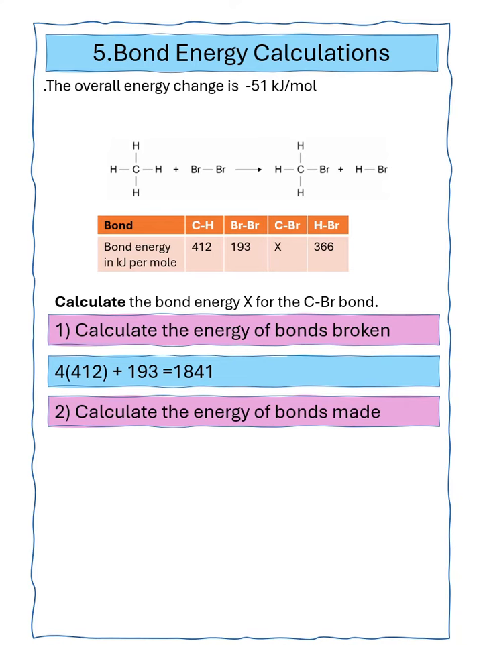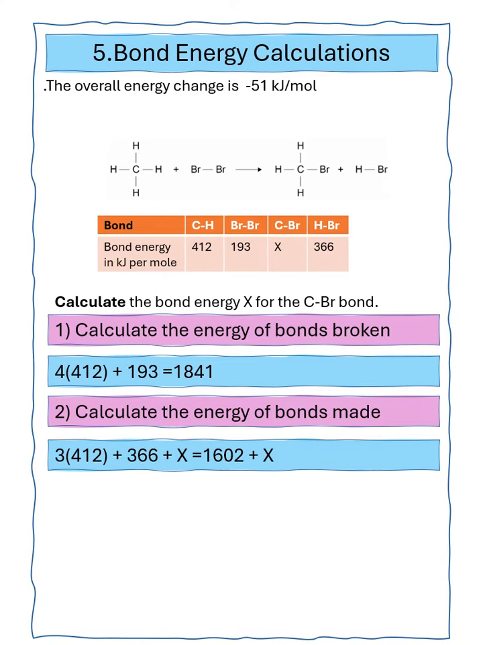We can then calculate the energy given out when new bonds are made. So we've got 3 lots of carbon to hydrogen, energy value of 412. We've got a hydrogen to bromine, energy value of 366, and we've got 1 carbon to bromine, which is X. So we put plus X. We know that's a total of 1,602 plus X.